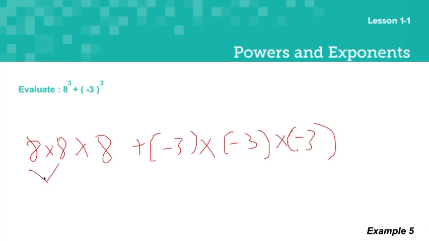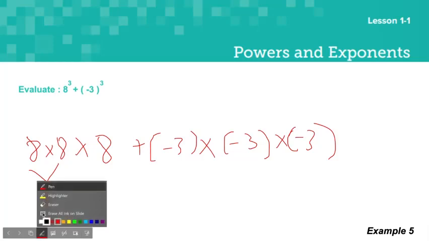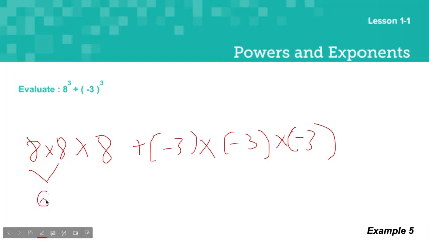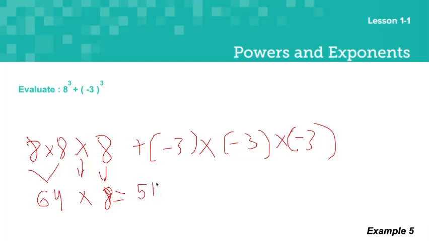8 multiplied by 8 equals 64. Then we bring down this 8, so it will be 64 multiplied by 8, which equals 512.